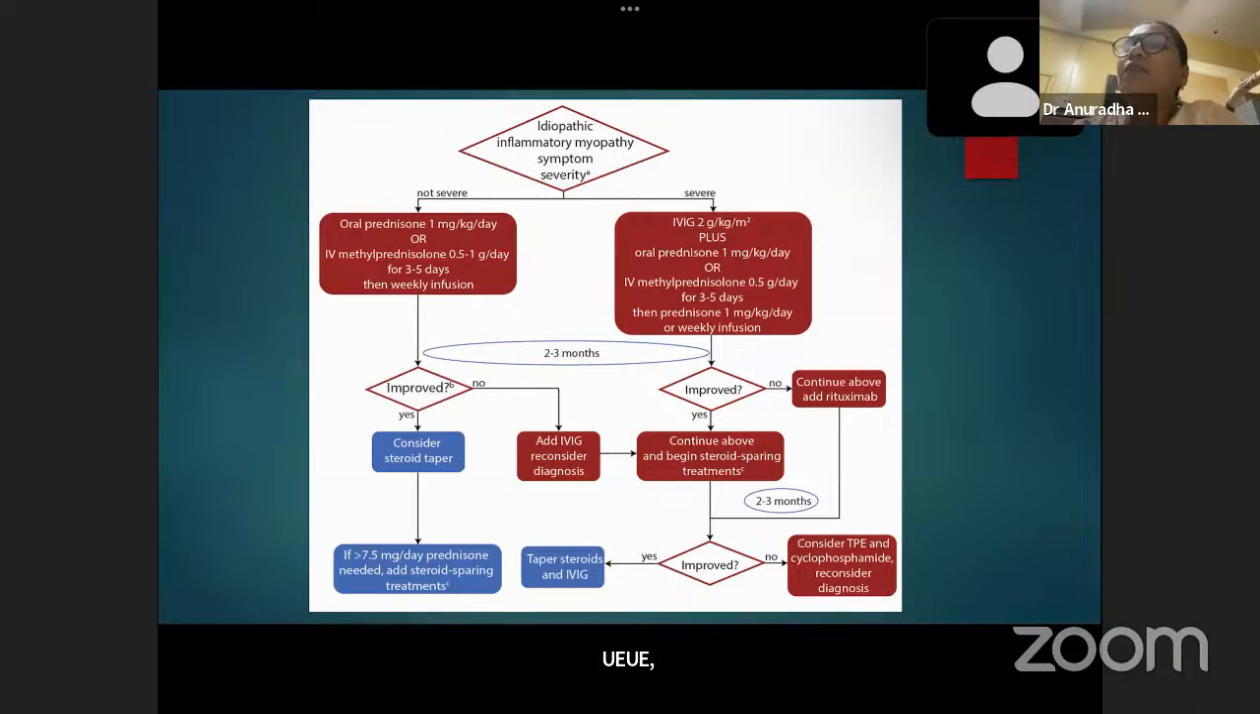If the patient continues to improve, we can continue the above treatment and begin the steroid sparing treatments, which include methotrexate, MMF, and cyclosporin. If not, we continue the above treatment and consider adding rituximab. After adding rituximab, we again look for improvement for 2 to 3 months. If the patient improves, we taper the steroid and keep him on maintenance IVIG. If not, we consider another immunotherapy like cyclophosphamide, consider plasma therapy, or reconsider our diagnosis.